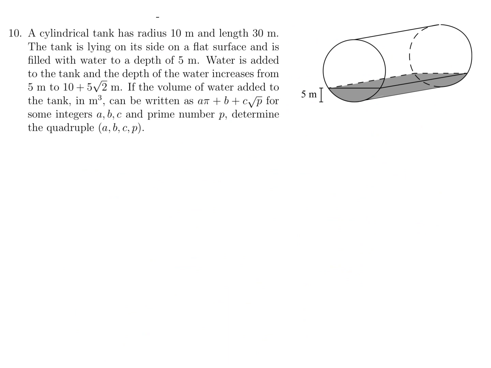A cylindrical tank has radius 10 and length 30. The tank is lying on its side on a flat surface and is filled with water to a depth of 5 meters. Water is added to the tank and the depth of water increases from 5 to 10 plus 5 root 2. If the water volume added to the tank in meters cubed can be written in the form a pi plus b plus c root p for some integers a, b, c, and prime number p, determine the quadruple ABCP.